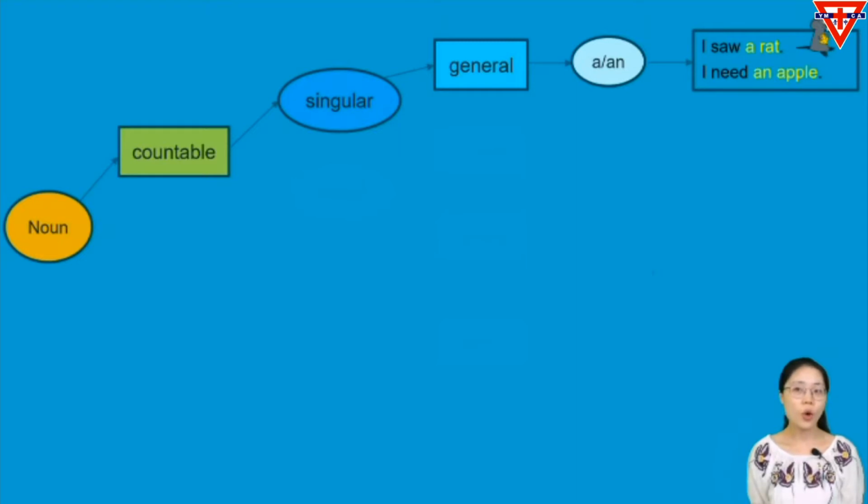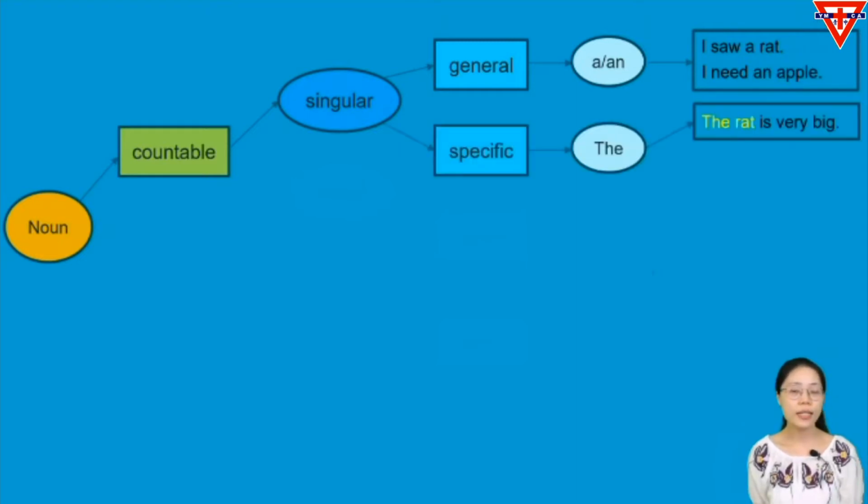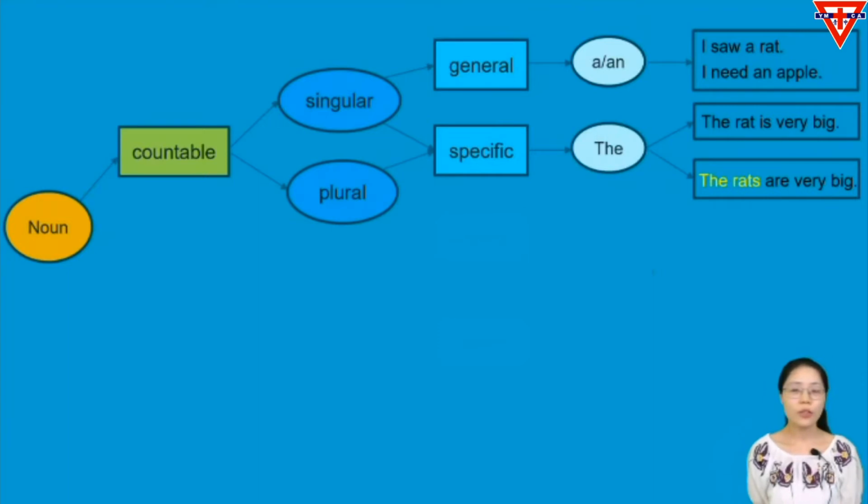But if I go on saying that the rat is very big, now you know which rat is being referred to. Since it is a specific rat, we use the definite article the. If I saw not just 1 rat, but 2 rats or 3 rats, the rat changes to the rats. Since you still know which rats are being referred to, we use the definite article the.